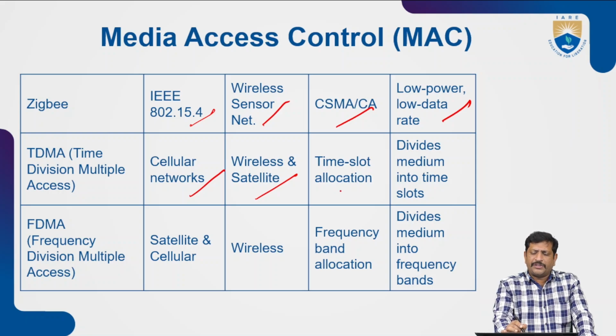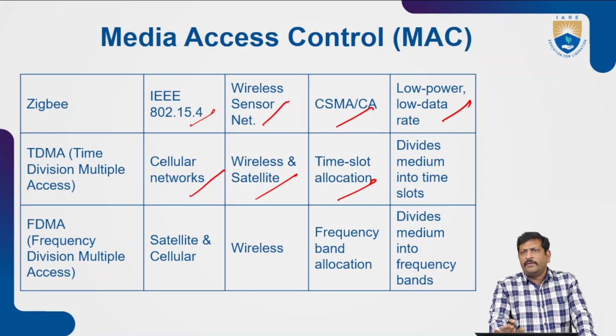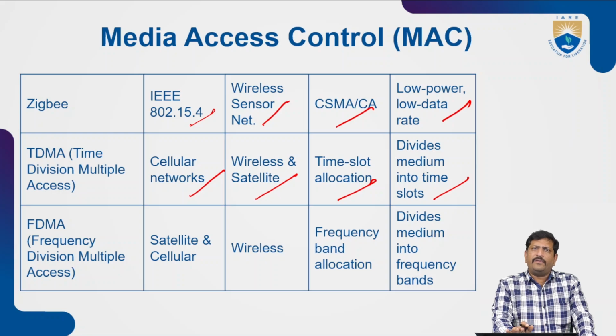Time slot allocation: by allocating time slots, frame to frame or token to token, a particular time slot will be given for accessing from one token to another. By giving a particular time slot, access is done. It divides the medium into time slots. Whatever medium is given will be divided into a number of time slots.